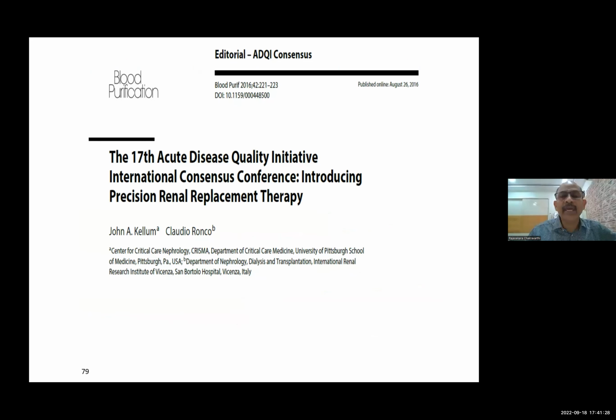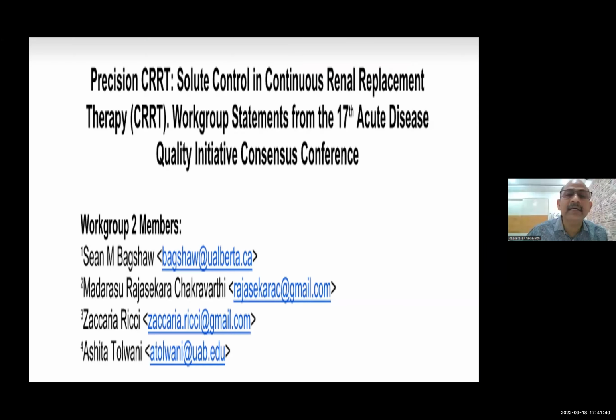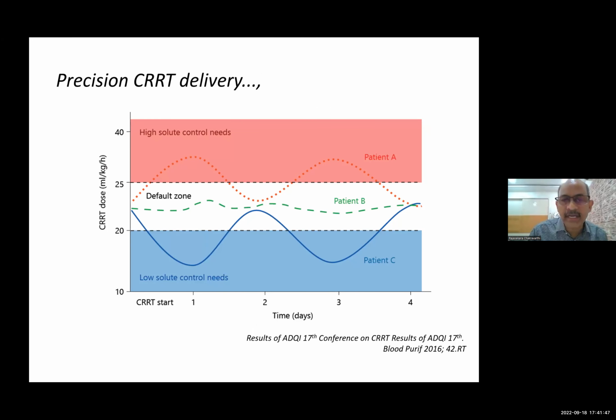This was addressed by a particular ADQI, the 17th ADQI, which was conducted in Asiago, Italy. These were the faculty which attended. What we looked at was solute control in CRRT, and we brought out this cartoon. You always start a default prescription for your patients in the ICU. The default prescription I already shared with you can have the modality, which is default, blood flow, which is default, dialysis flow, which is default.